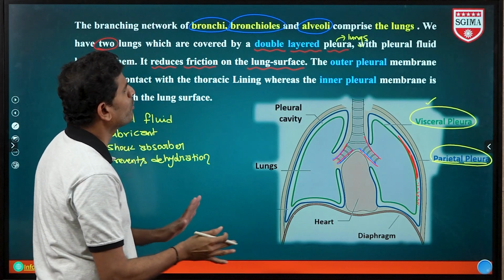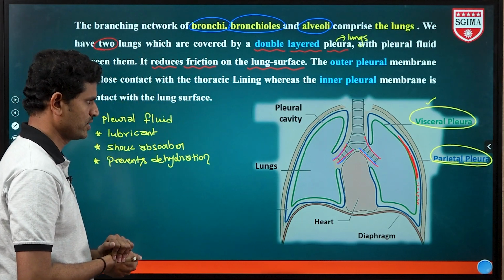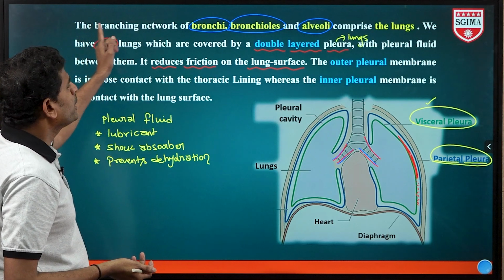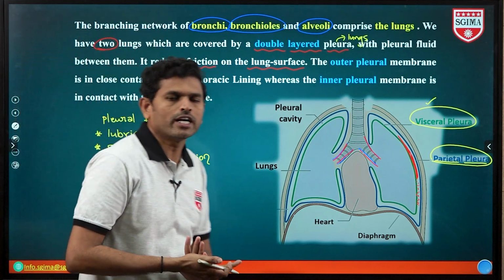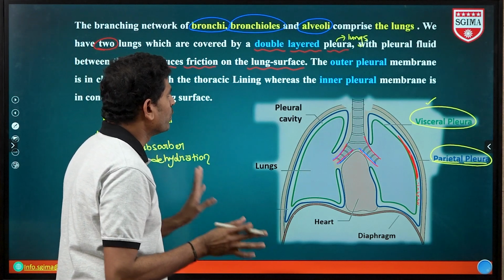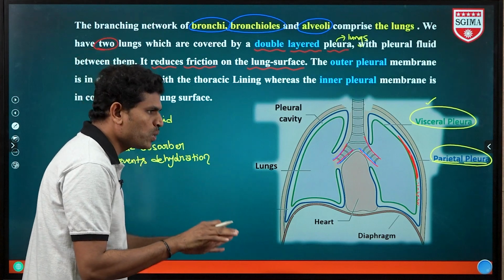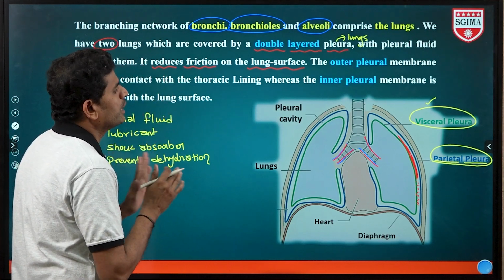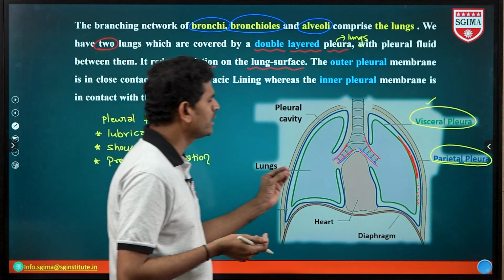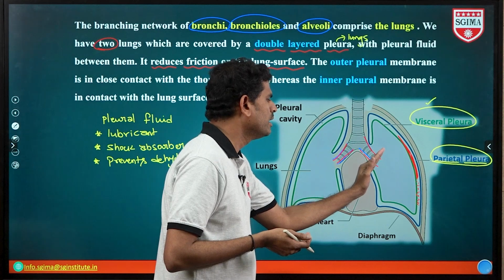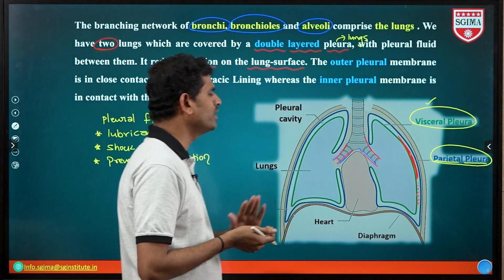Okay, so these are the points they clearly mention. Let us see once again what they have given. The lungs comprise totally alveoli and bronchioles, their branches, and next one, bronchi are also present. But you have to remember that for the primary bronchi, some portion will be outside of the lung and most of the portion will be inside the lungs.